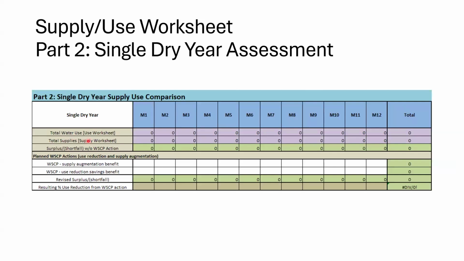So part 2 is for your single dry year. It's going to take from your single dry year section of your use worksheet and the single dry year section of your supply worksheet to automatically fill these purple cells here, just like in part 1 of this worksheet, to get your surplus and shortfall. And then again, you're going to manually enter your water shortage contingency plan actions, your either supply augmentation benefit or use reduction savings benefit, to get a revised surplus and shortfall. And then again, it's going to automatically calculate your resulting percent use reduction from those actions.